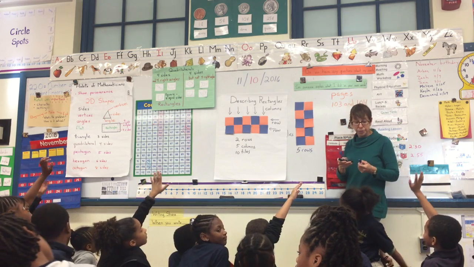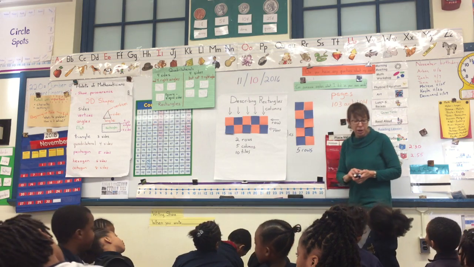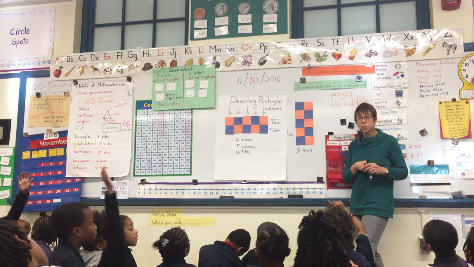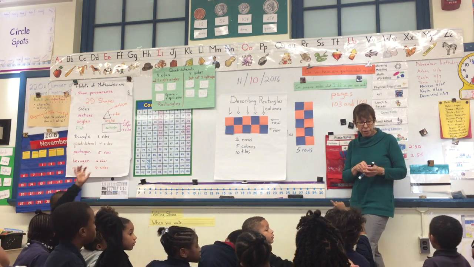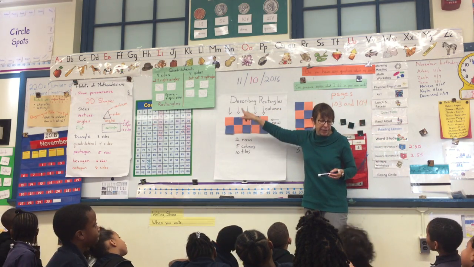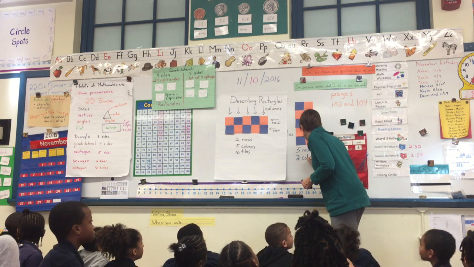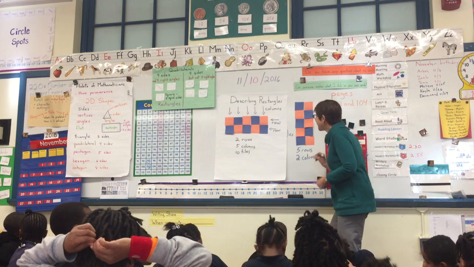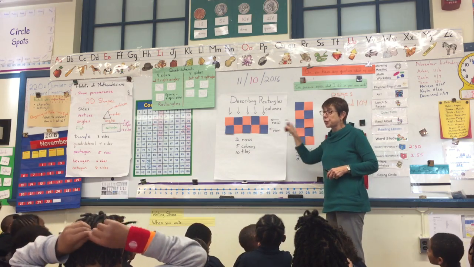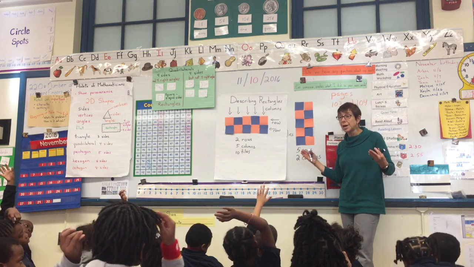How many columns does it have, Vidal? How many columns? No. Jaleesa? 2. It has 2 columns go up and down. It has 2 columns. Is this rectangle different from this rectangle? Yes or no? And why?